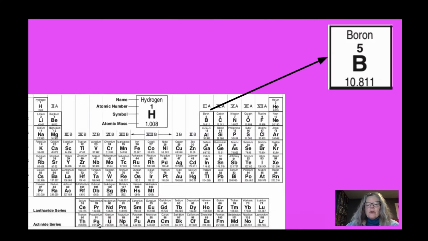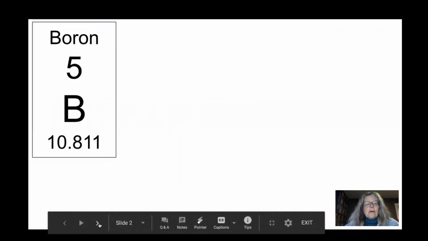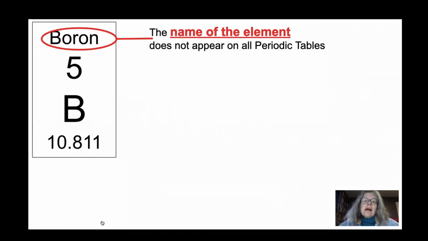So we're going to look at an individual square of the periodic table, which we call an elementile. I've chosen boron for no particular reason. So we're going to take a look at that. I pulled that out of the periodic table. Now we're going to look at all the different parts. In this particular case, the name of the element is there, which is fabulous, but it doesn't happen on every periodic table you'll ever see.